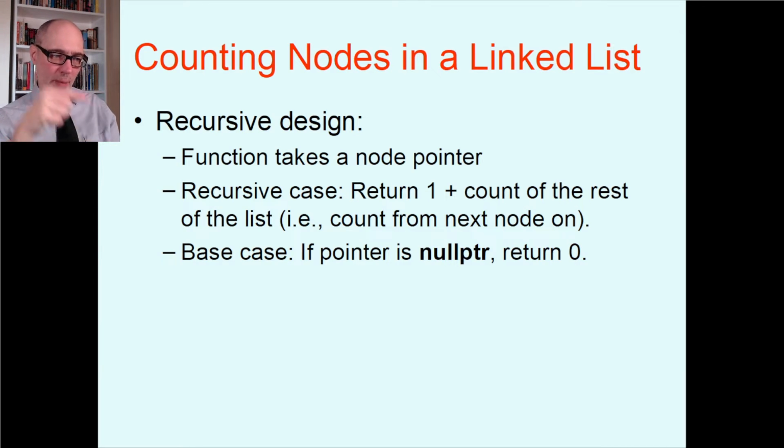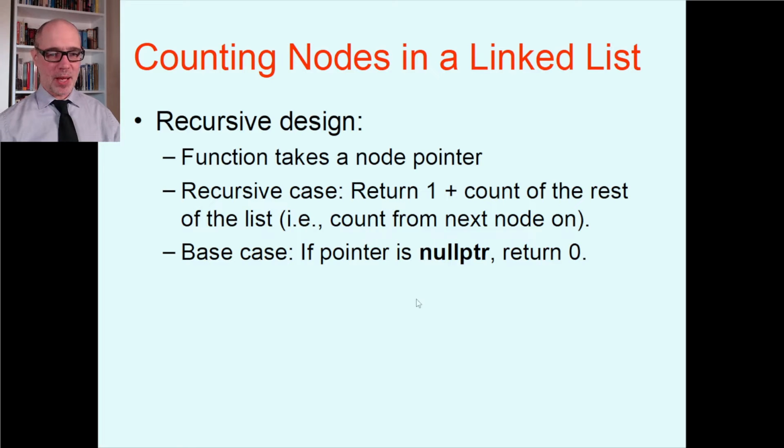Okay, so whatever node I'm currently in, that counts for 1. And then I'm going to recursively call the function that we're making right now with the next pointer and just say, hey, count all the rest of the stuff in the list from the next node on. Okay? That ought to be it.